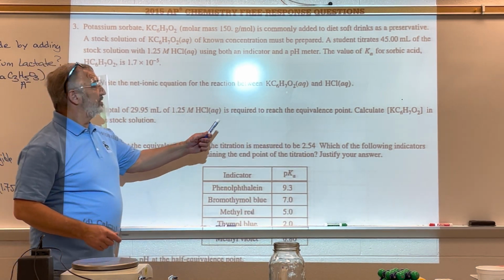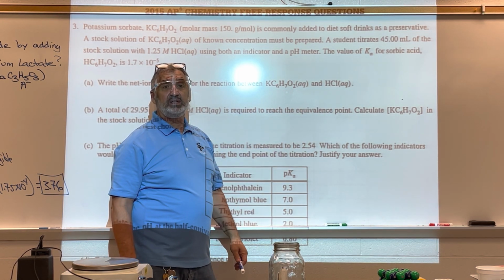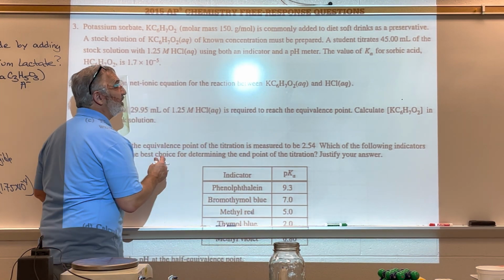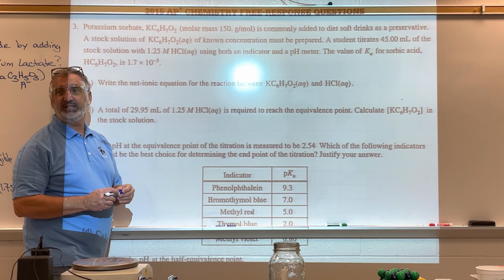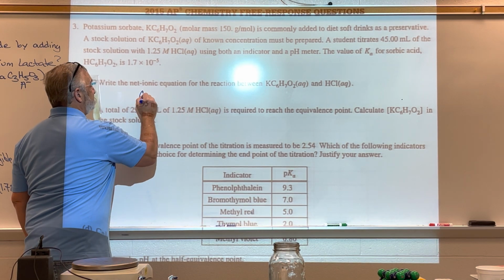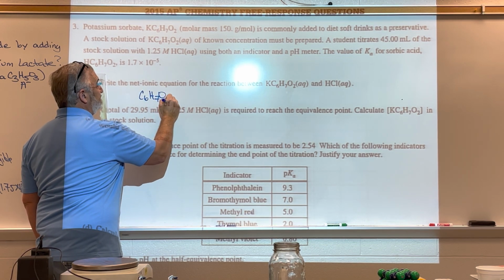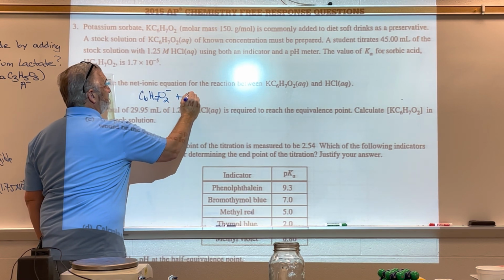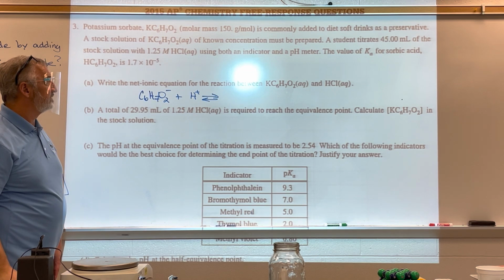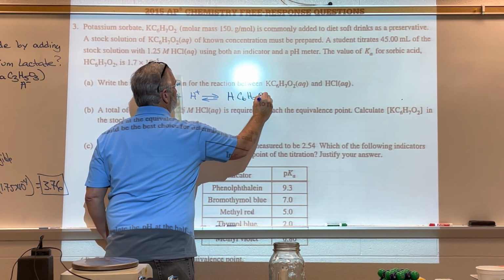So where are my spectators going to be in these two? Cl and the K, right? So for my net ionic equation, you don't have to do the total to get to the net. They just want the net. So if you can do it in your head like we're doing. So it's going to be C6H7O2 minus, plus H plus, and what's it going to go to? You just put the H out front.